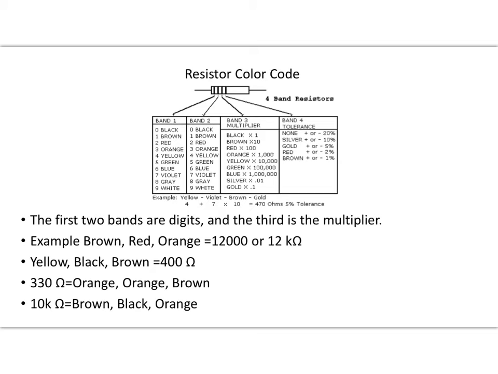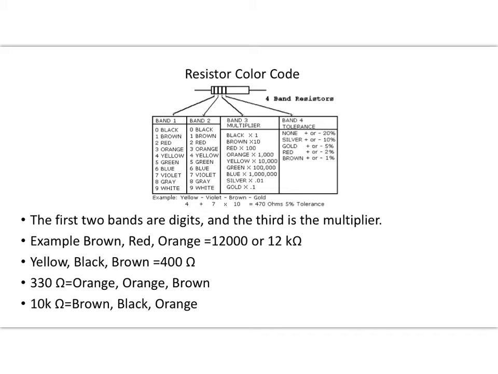Okay, let's try a couple going the other way. Suppose we had a 330 ohm resistor. What would be the color code? Well, 3 is associated with orange. Second digit is also 3, so that's another orange band. And then we have 1 zero, which means that the third stripe would be brown. So we have orange, orange, brown.